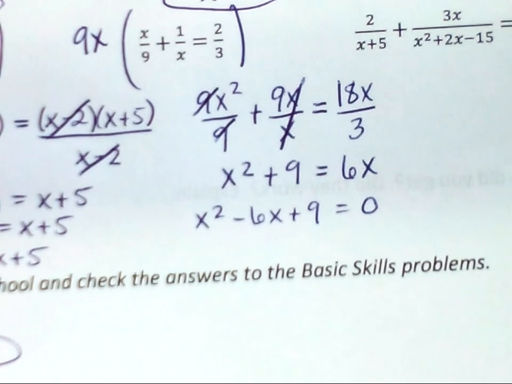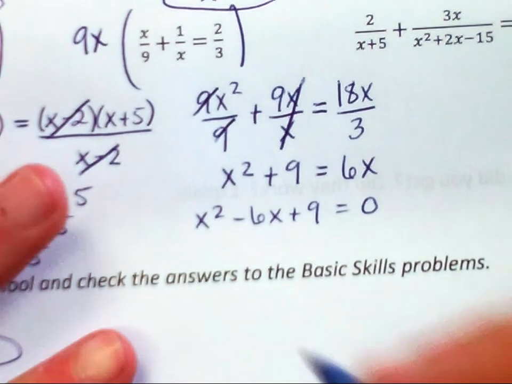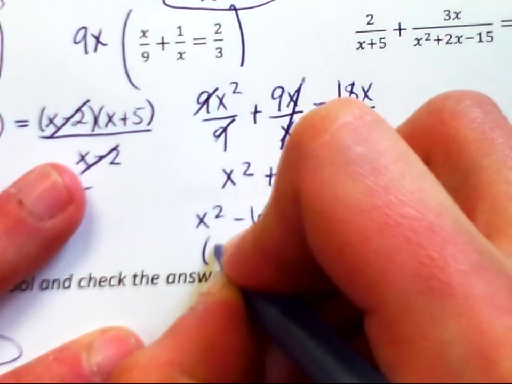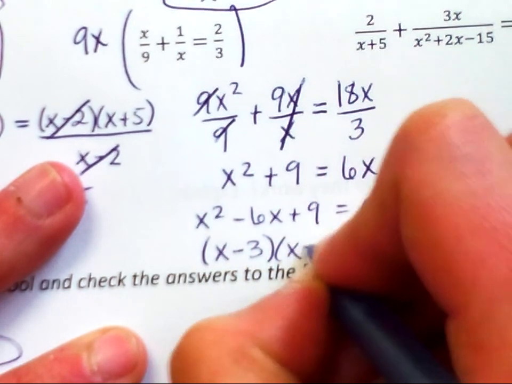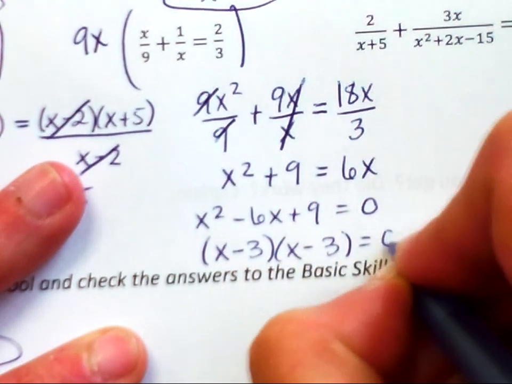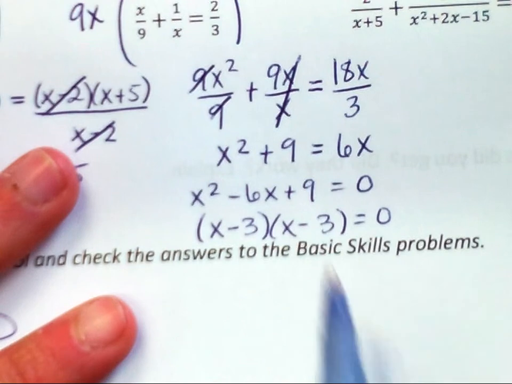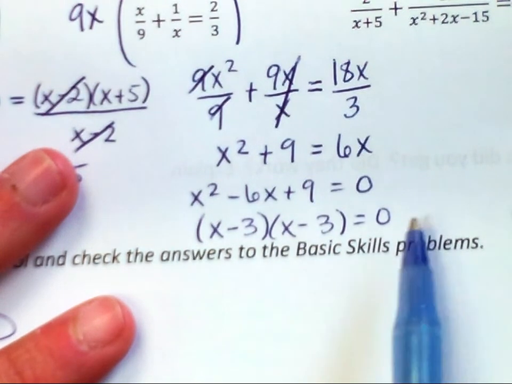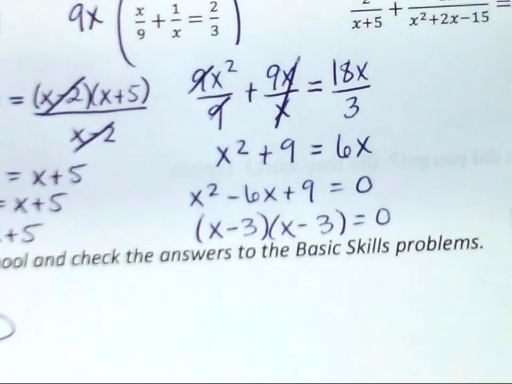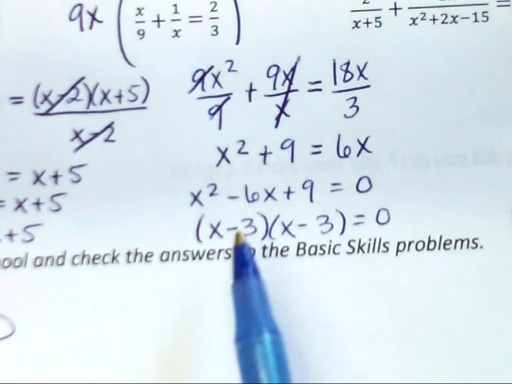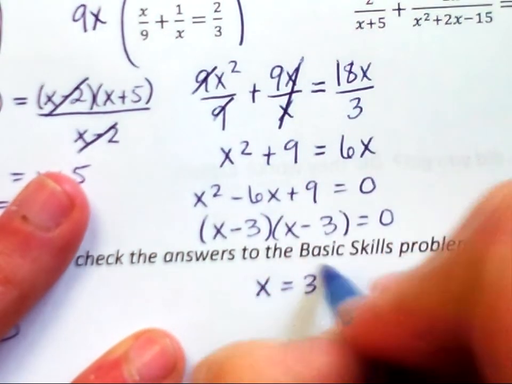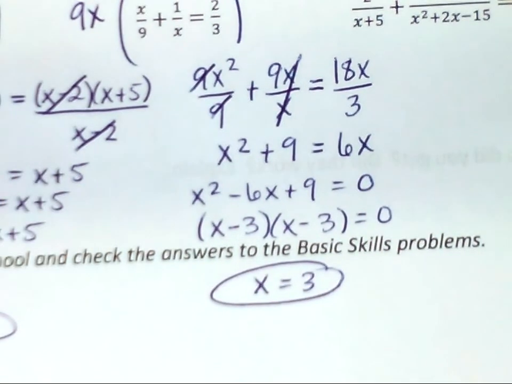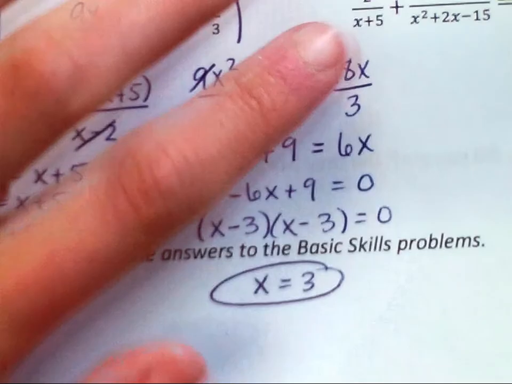which can factor. So if I factor it, it's x minus 3, x minus 3, which is the same factor twice, so it's x minus 3 squared. But when I use the zero product property, regardless of which factor that I use, I'm going to get the answer x equals 3. Last one.